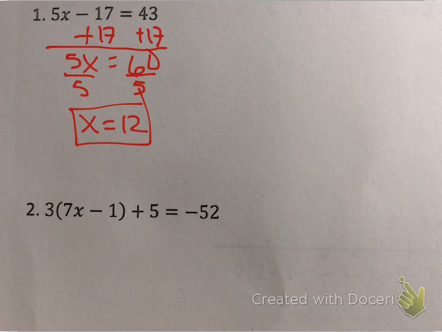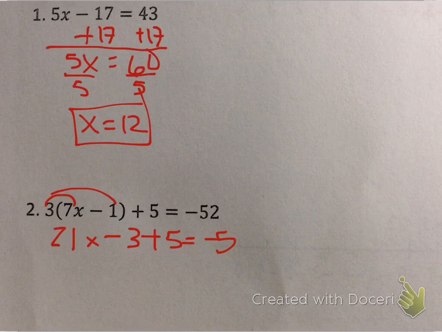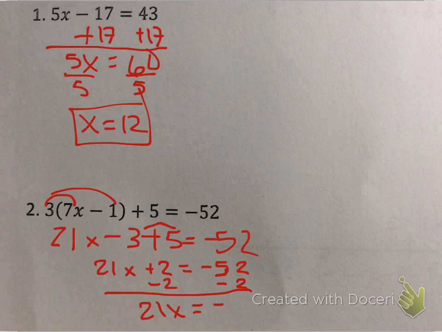If you look at the next problem, you need to multiply by 3. So you get 21x minus 3 plus 5 equals negative 52. Then most of the time what we did was we combined the two numbers, 5 and negative 3, to get a 2. And then from there you can subtract 2. I made a mistake there. Oops, fixed it. And then you can divide by 21.